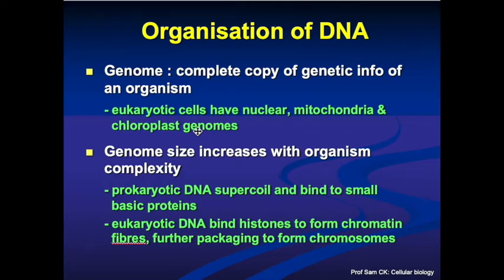Usually, prokaryotic DNA will supercoil and bind to small basic proteins only. They don't have a nucleus, right? But eukaryotic DNA is a little bit more complex. It will bind to histones to form chromatin fibers and then be further packaged to form chromosomes. We're going to learn more about this in the next few slides.